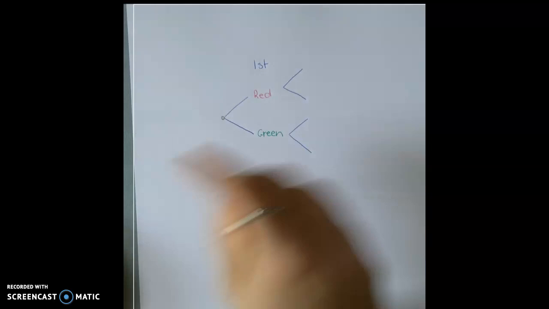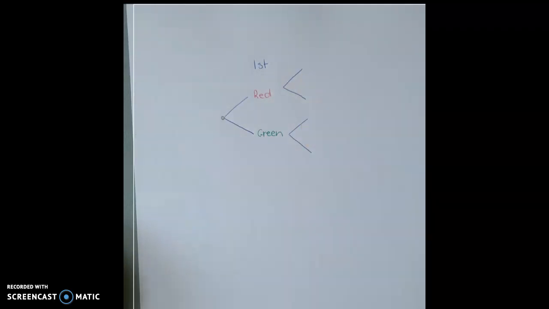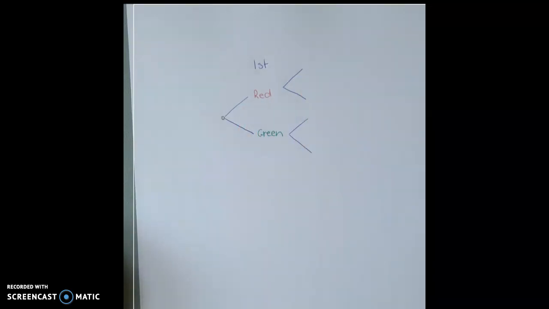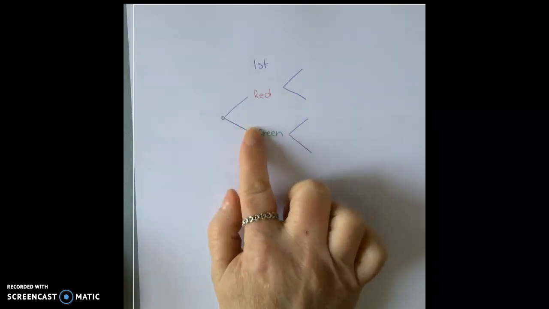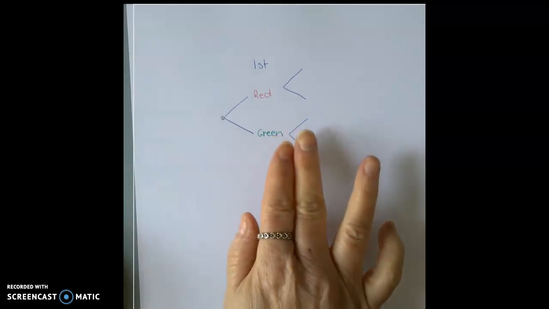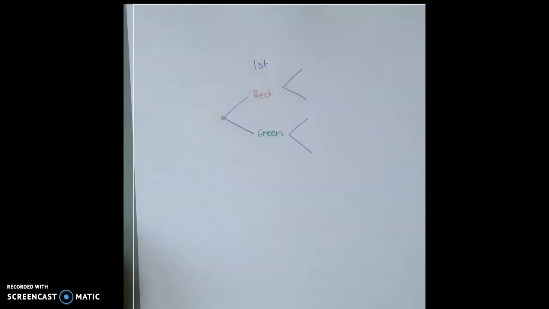And the reason why we have now two sets of branches is because we have two different options. So we could have picked out a red counter and then whatever we pick out next. Or we have option 2 where we picked out a green counter and then we pick out whatever we pick out next. So we have the two different branches with the two different options of what we first picked out of the bag when we picked out our first counter.